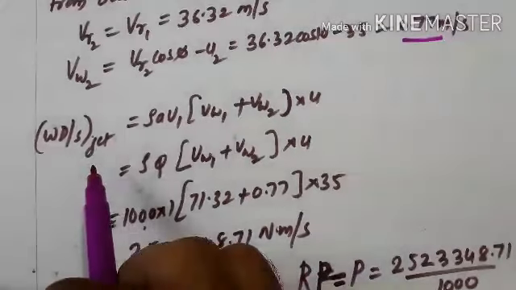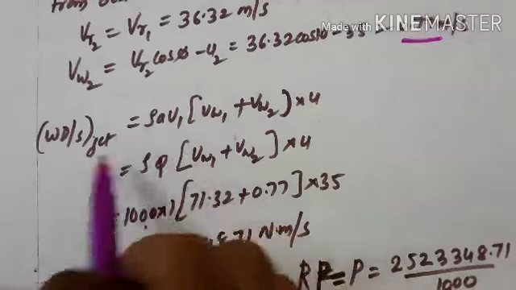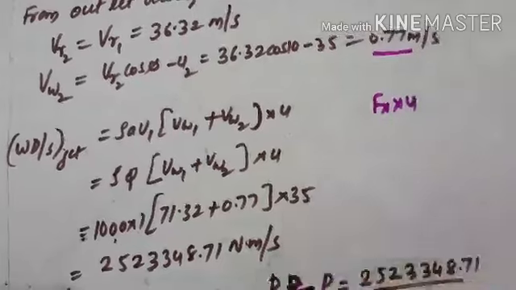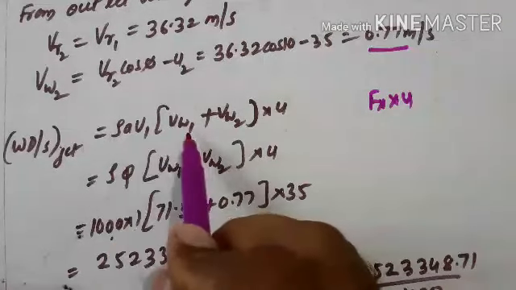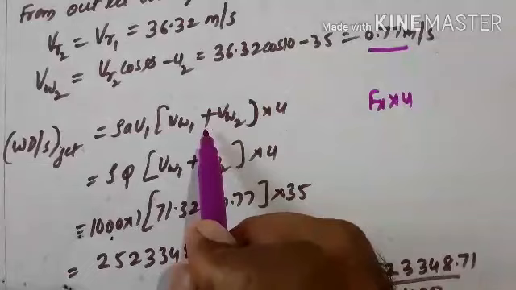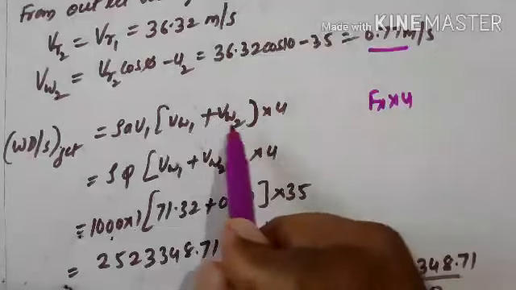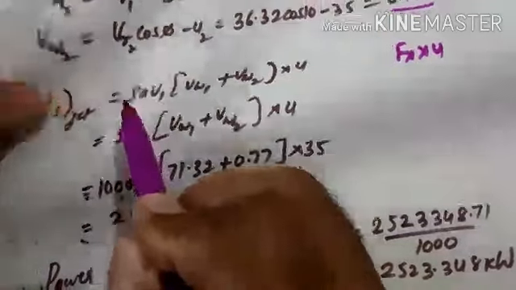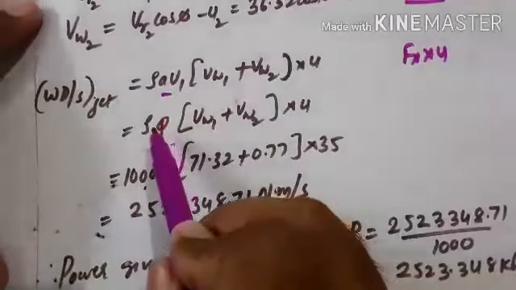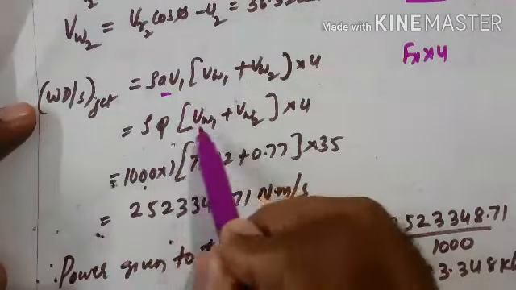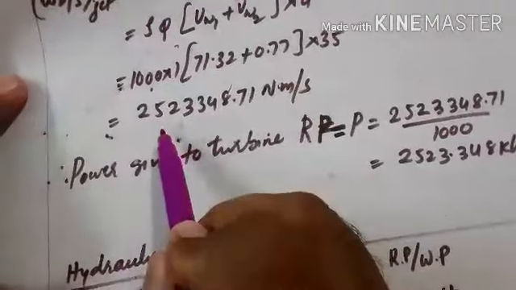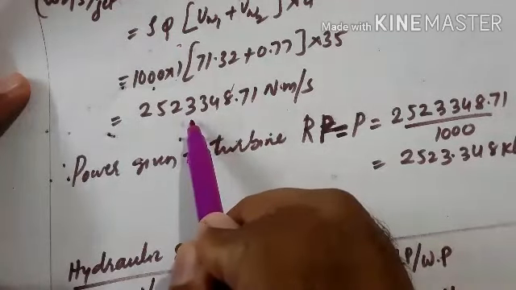Then work done by the jet per second can be given as force, that is Fx into u. The Fx will be what? Rho a v1 into bracket Vw1 plus Vw2. Why plus? Because beta is an acute angle here. Vw1 plus Vw2 into u. Here the area of the jet is not given, but A into V, as we know, will be discharge. Then just write rho into Q into bracket Vw1 plus Vw2 into U. Substitute all the values here, we get this much value, that is work done per second.